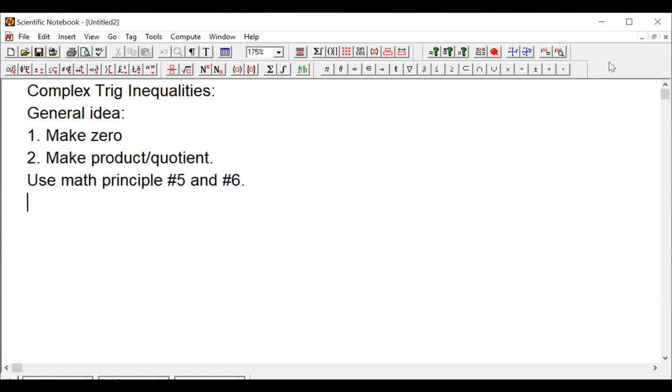So what are principle number 5 and number 6? Number 5 says if A times B equals 0, then A is 0 or B is 0.